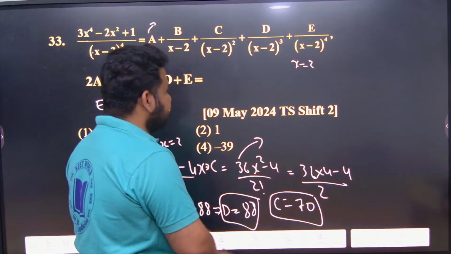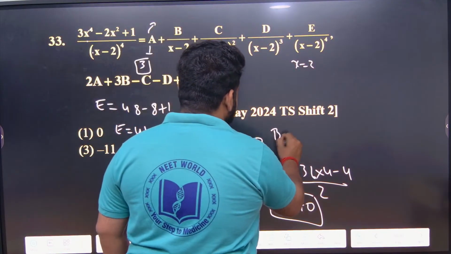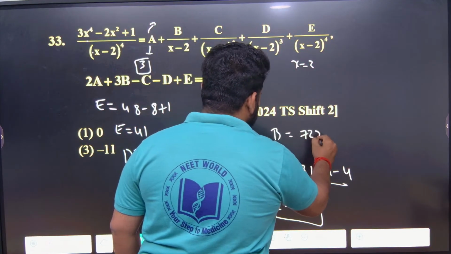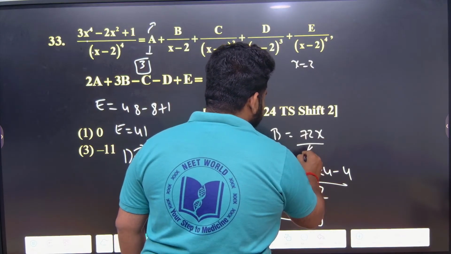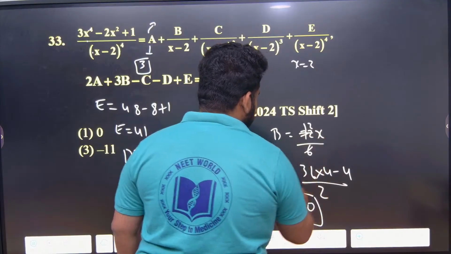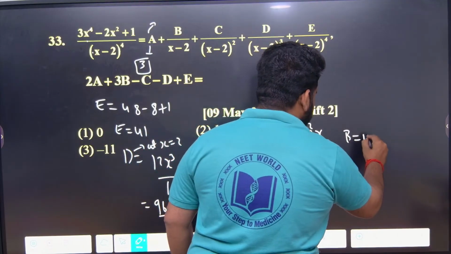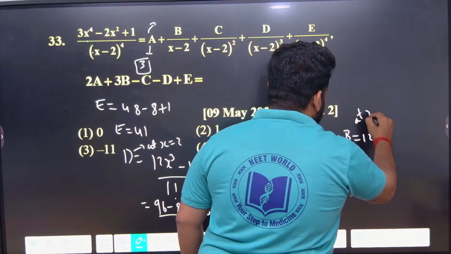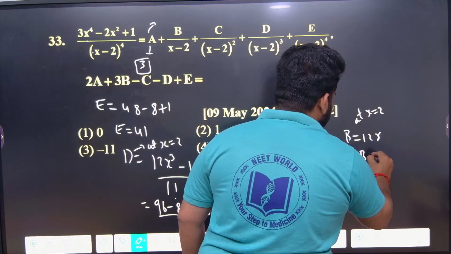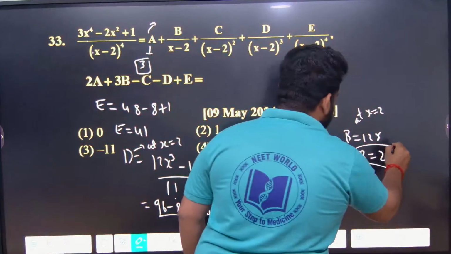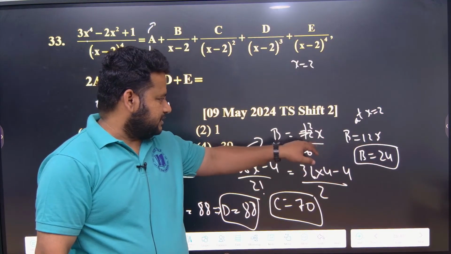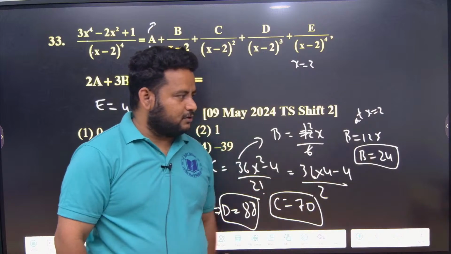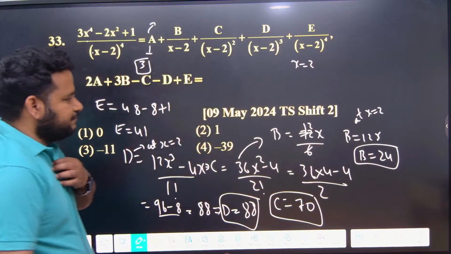So if I differentiate this further, what will I get? I will get the value of B. This will give me 72x. 3 factorial is 3 into 2, that is 6. 6 ones are 6, 6 twos are 12. So B value will be equal to 12x. At x equal to 2, 12 twos are 24. So now we have B value equal to 24.